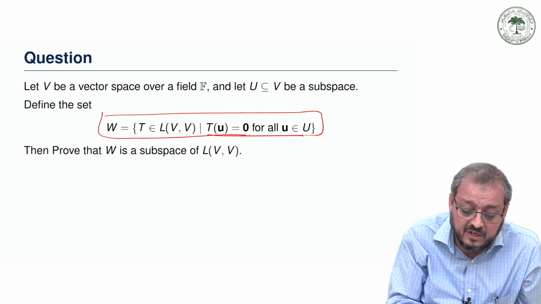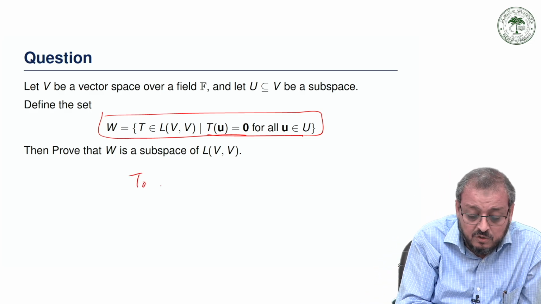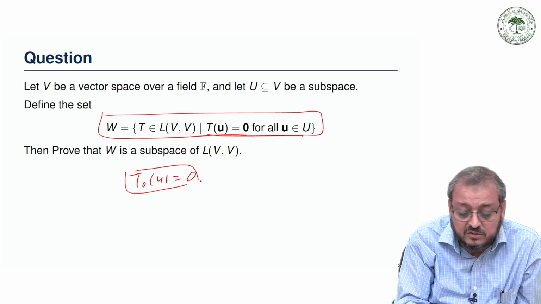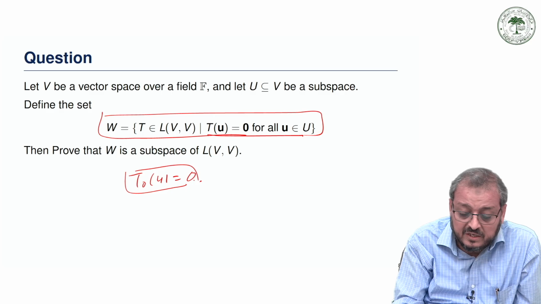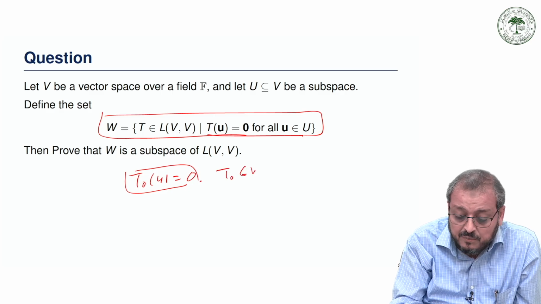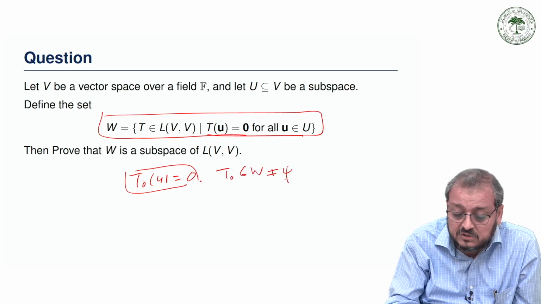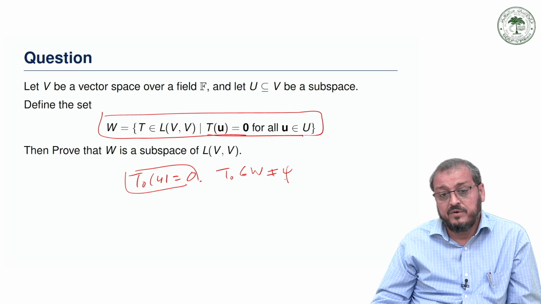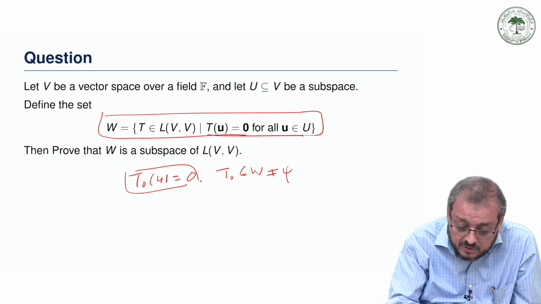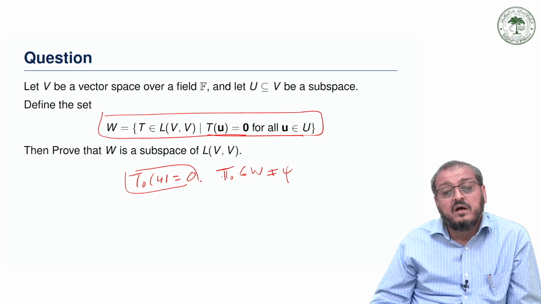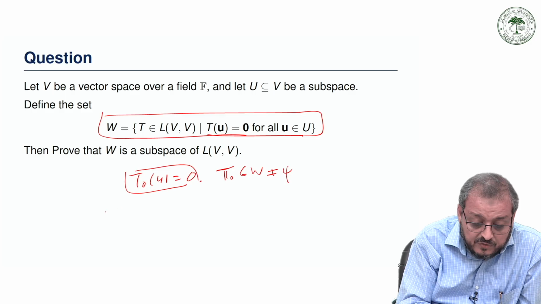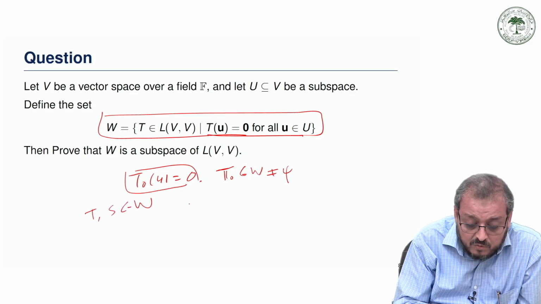We have to take T of 0 of U is equal to 0 map always. So the 0 transformation, so at least T of 0 is an element of W. So clearly W is non-empty. And now, if W is non-empty, we can show that we take two elements of W. We have to take S and T as elements of W.